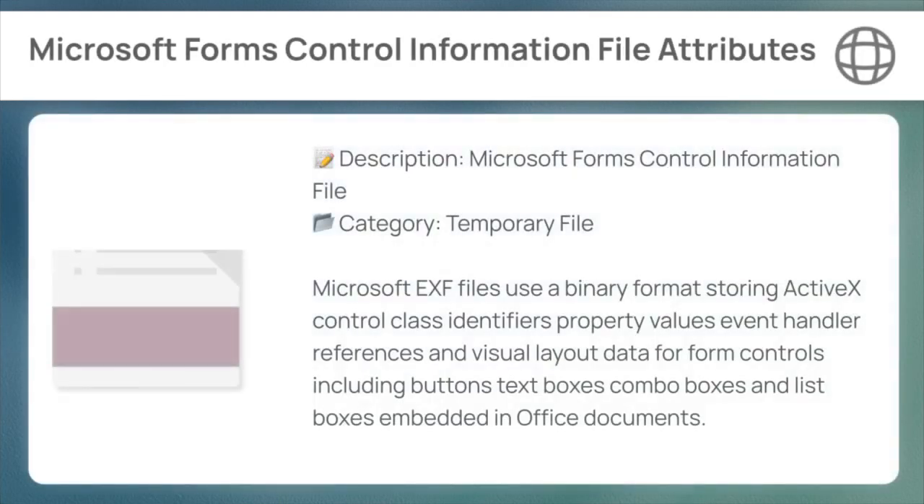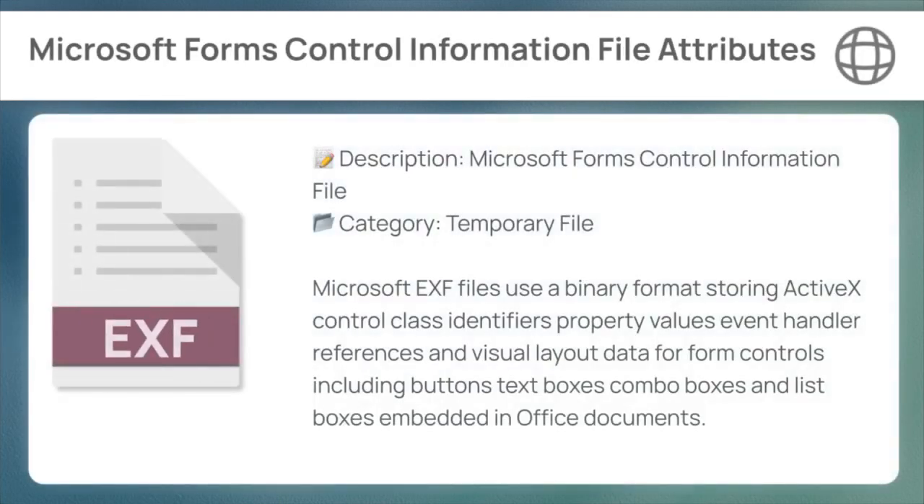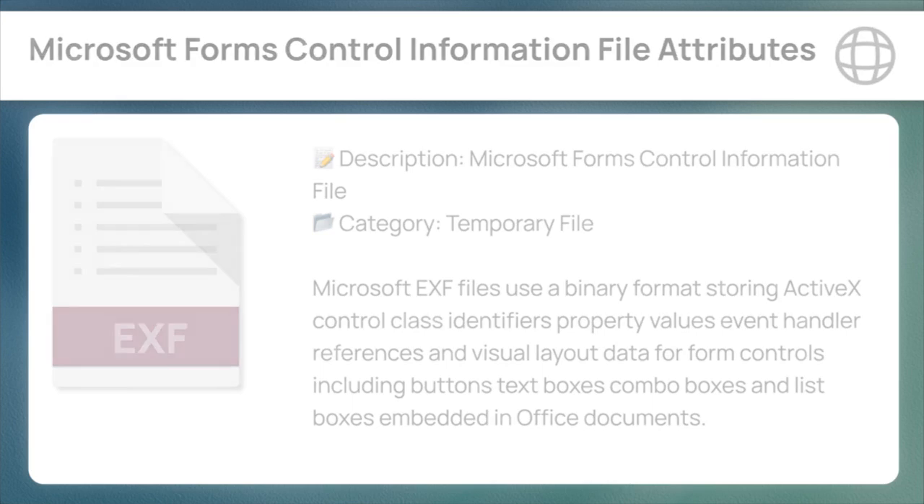Microsoft EXF files use a binary format storing ActiveX control class, identifiers, property values, event handler references, and visual layout data for form controls, including buttons, text boxes, combo boxes, and list boxes, embedded in Office documents.